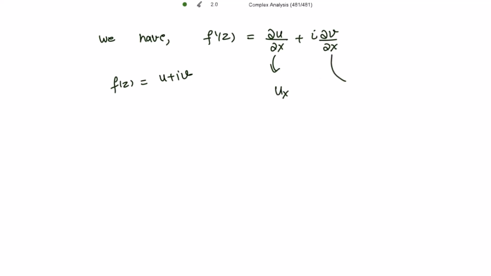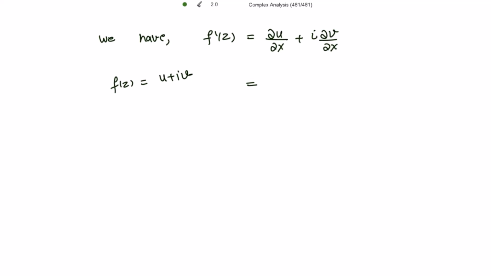Now what is the derivative of f(z)? Because f(z) is u plus iota v, its derivative will be the partial derivative of u with respect to x plus iota times the partial derivative of v with respect to x. You can also write this as u_x and this as v_x. u_x means partial derivative of u with respect to x, right? So I'm writing f'(z) to be this.